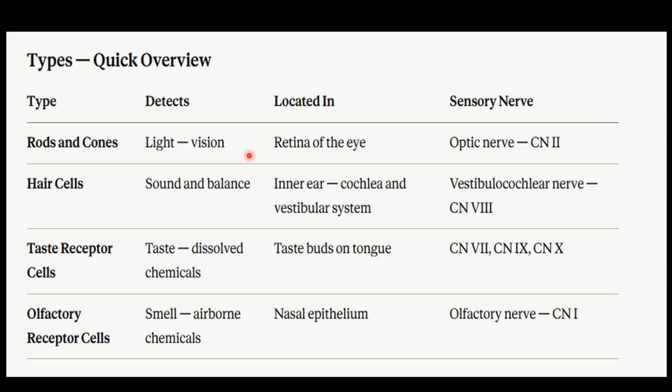CN9, and CN10. After that, we have olfactory receptor cells, which are mainly used for detecting smell, airborne chemicals. Location wise, they are present in the nasal epithelium. And if we talk about the sensory nerve, it is the olfactory nerve, CN1.